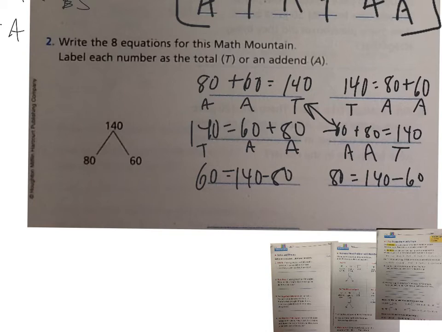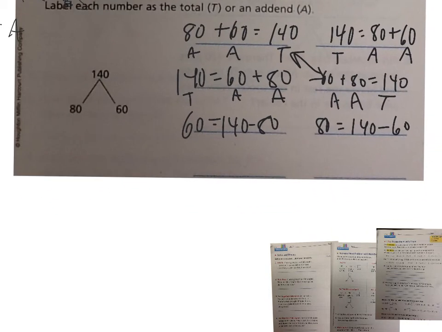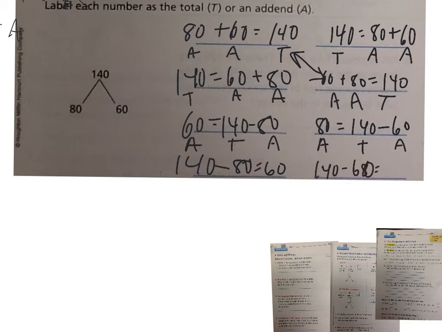So we have add-in, total, add-in, add-in, total, add-in, and then we could do 140 minus 80 equals 60, and 140 minus 60 equals 80. And that's total, add-in, add-in. Here's total, add-in, add-in. You see that?